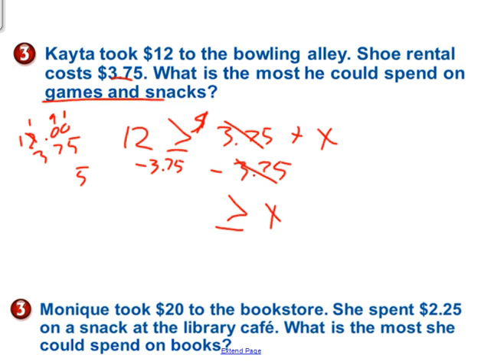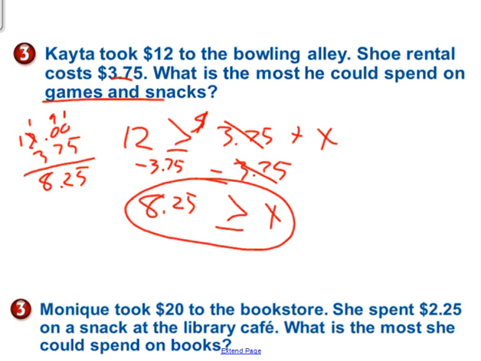10 minus 5 is 5. 9 minus 7 is 2. And 11 minus 3 is 8. So 8.25 must be greater than or equal to what she spends on other things.